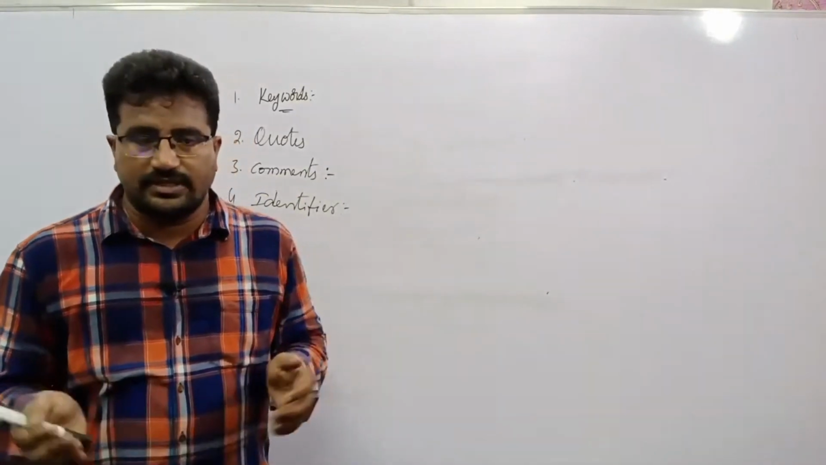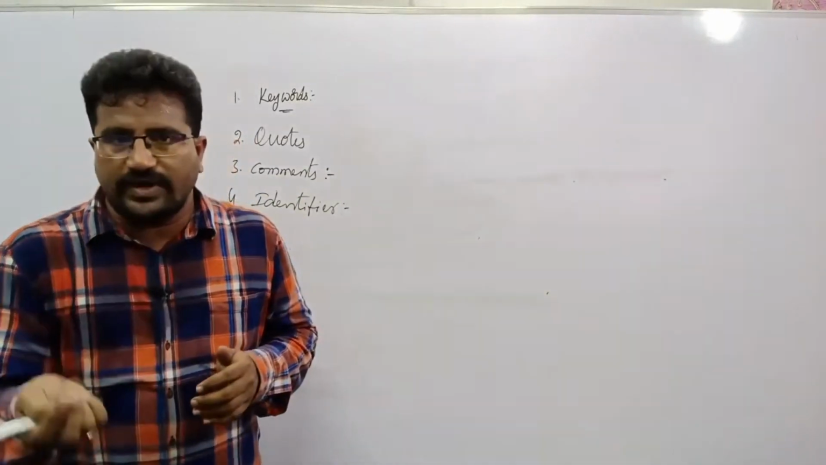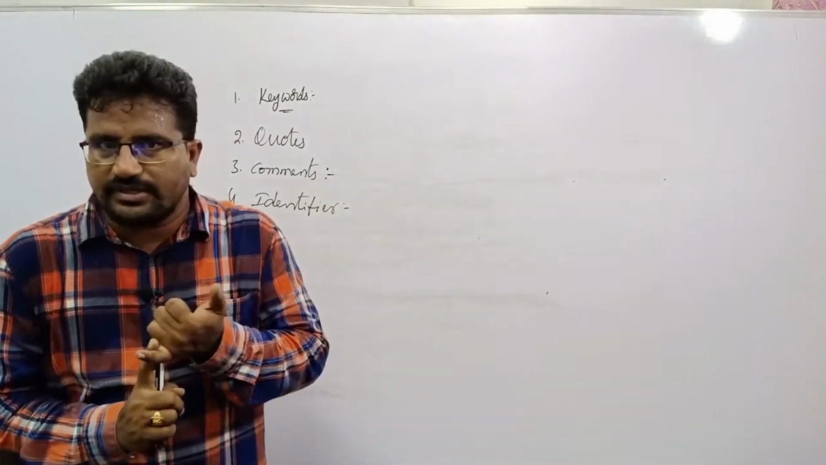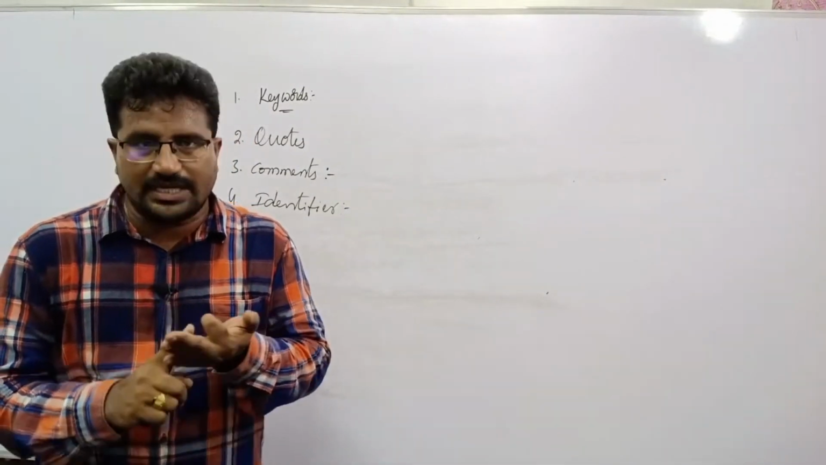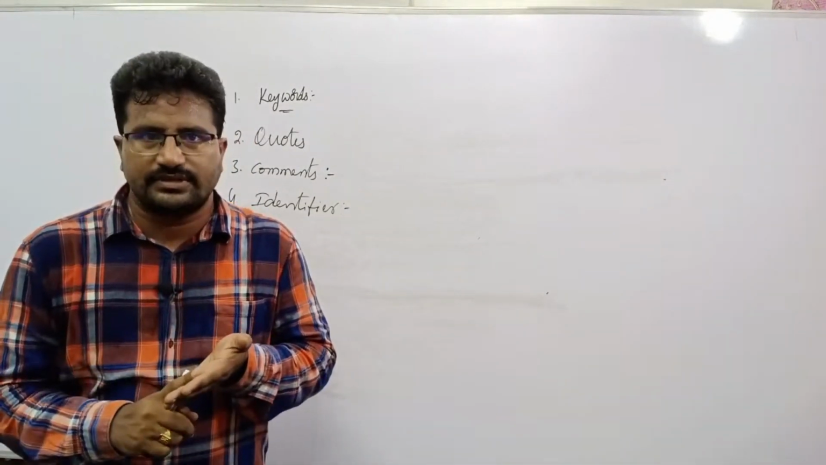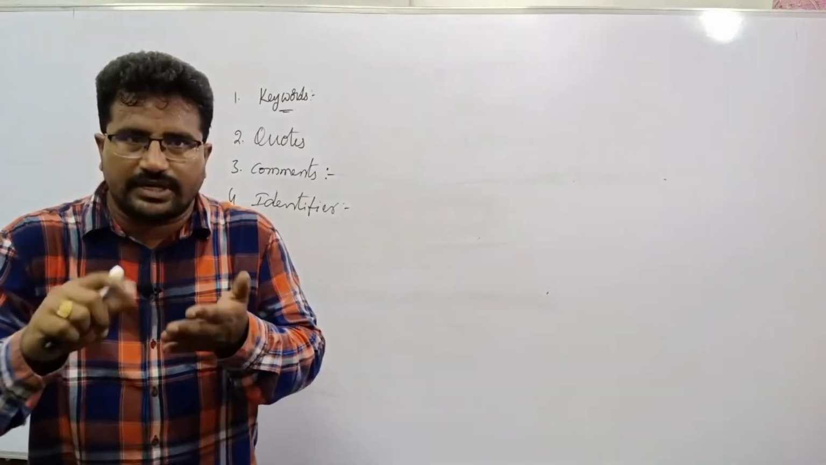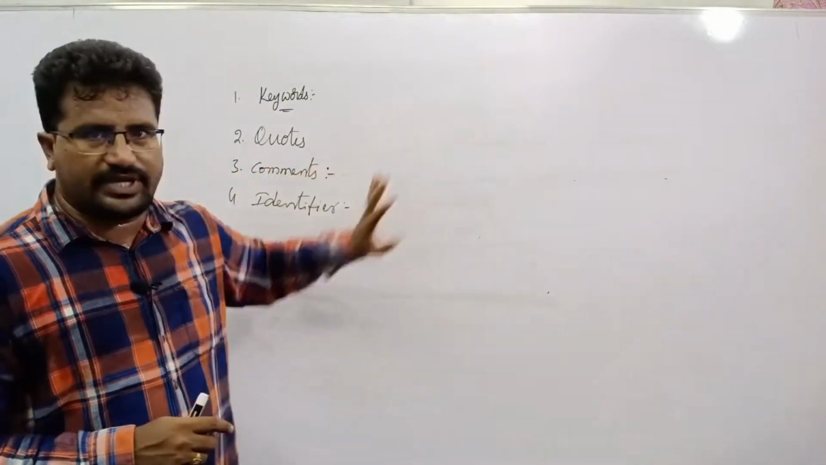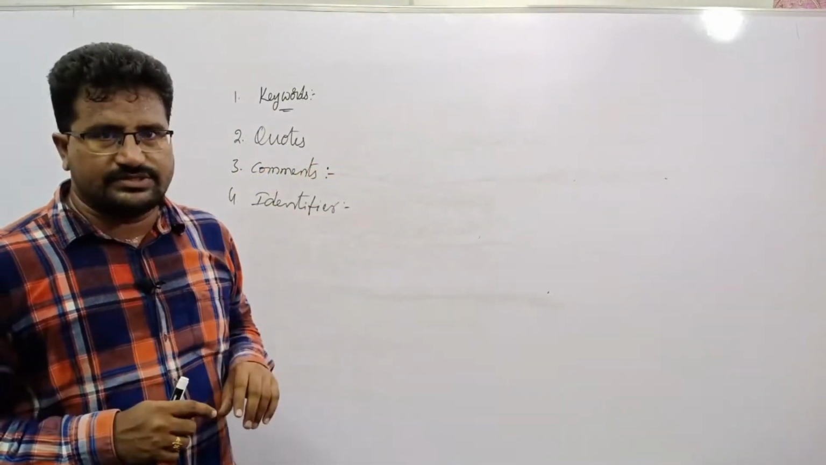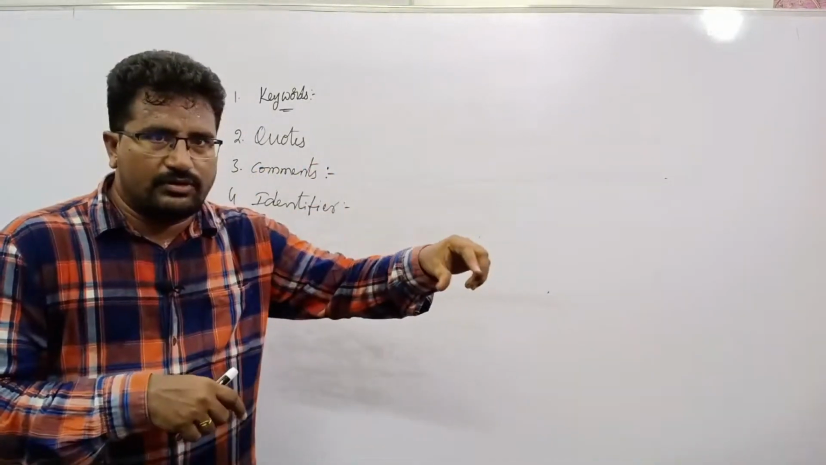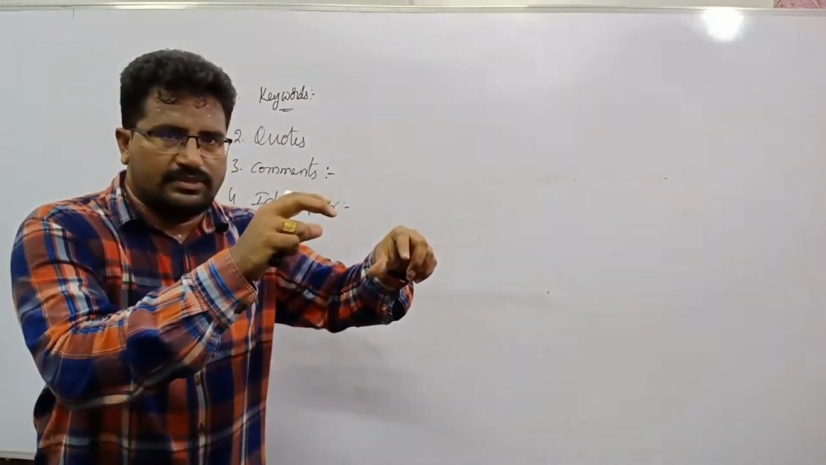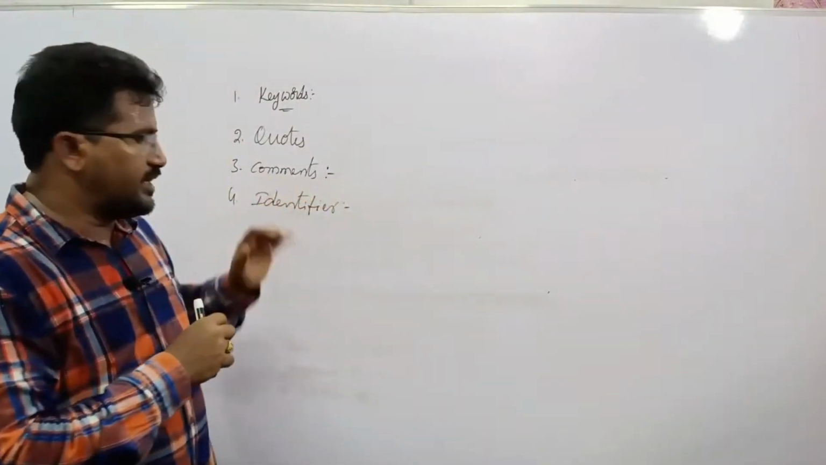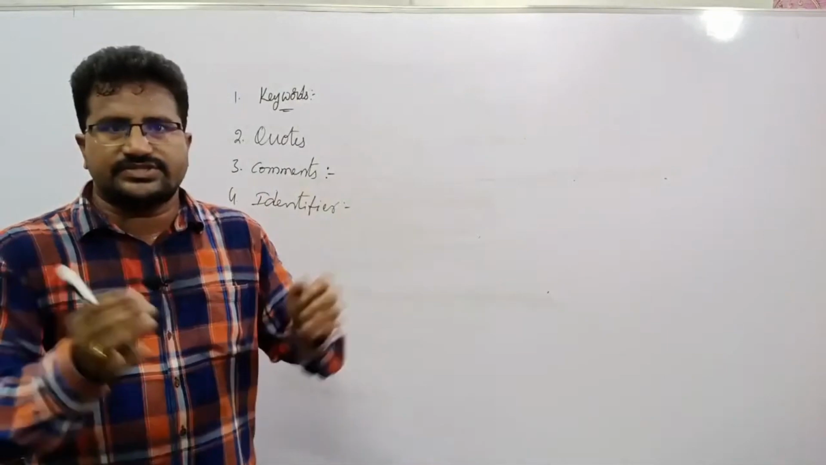Subject-wise, to identify, we have function names, variable names, class names, array names, right? These are all called identifiers. Because we have five variables, to identify a variable we give one name. That name is called an identifier. Or 10 functions are there.